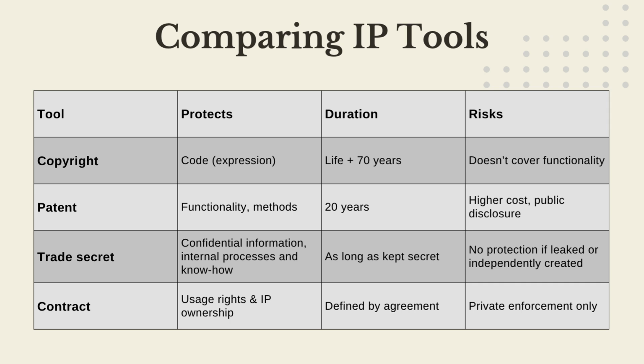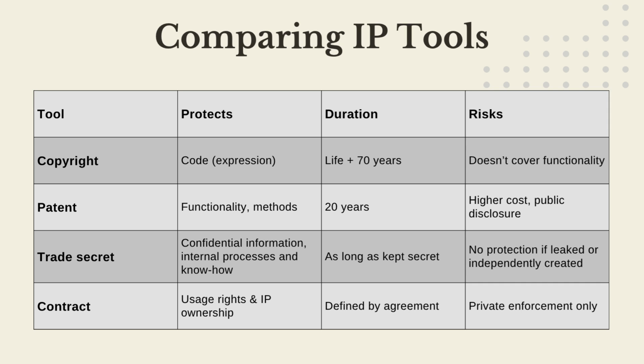Patents, by contrast, protect what the software does, the underlying methods, systems, or processes. The benefit of a patent is broad exclusivity. If a company holds a valid software patent, the company can prevent others from using that idea regardless of the coding of a competitor. But patents have higher costs, can take time, and require public disclosure.